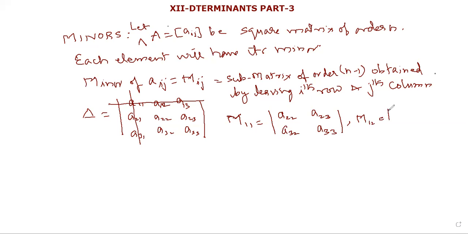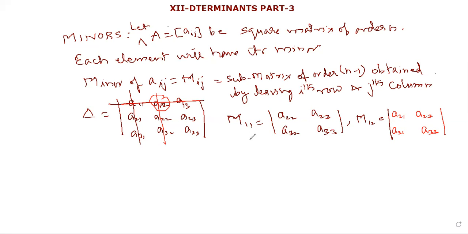So we can write the minor of each element: M11, minor of a12. What will be the minor of a12? Just leave the first row and second column. This is in the first row and second column, so for this minor we leave this row and this column. What is left? a21, a23, a31, a33. Like this, we can write the minor of all the elements. If it is 3 by 3, there are 9 minors: M11, M12, M21, M22, M23. Like this, we can write the minors of any element.